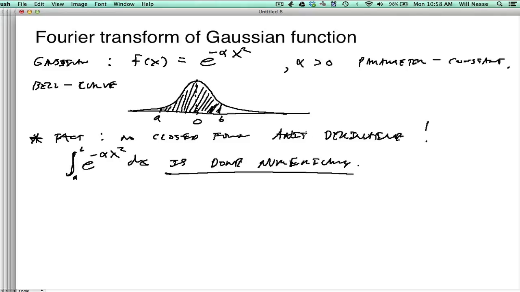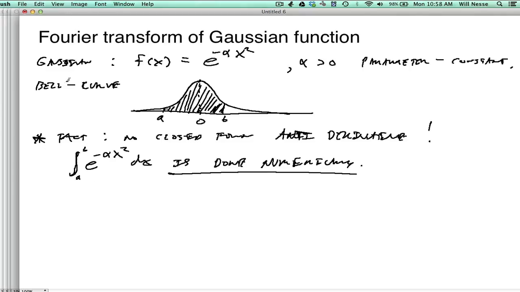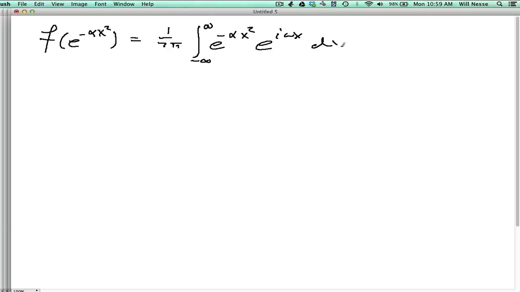So that's a nice fact about it. But it turns out this Gaussian function, because it's so useful and so important, we're going to find out that Fourier transforms of Gaussian functions also have some nice properties, and so we're going to go ahead and calculate it as another example of a Fourier transform. So let's write down what it is again. So this is our Fourier transform: 1 over 2 pi, integral from negative infinity to infinity of e to the negative alpha x squared, e to the i omega x dx.